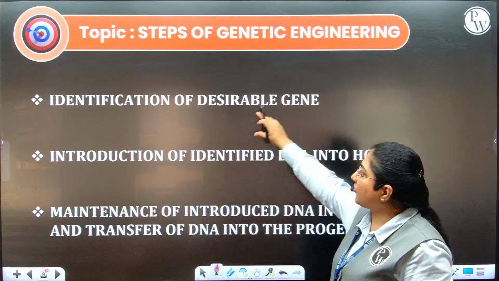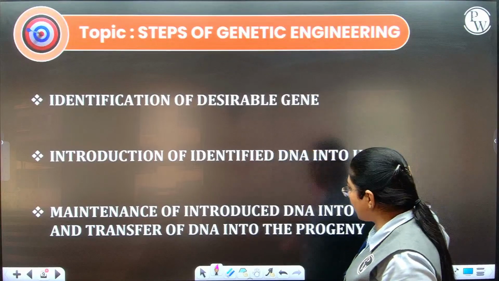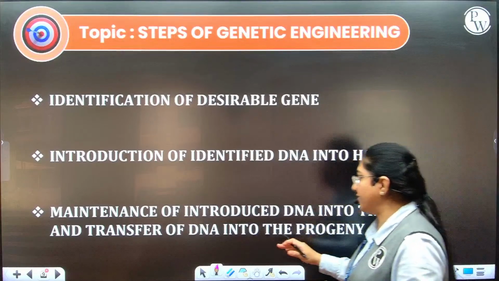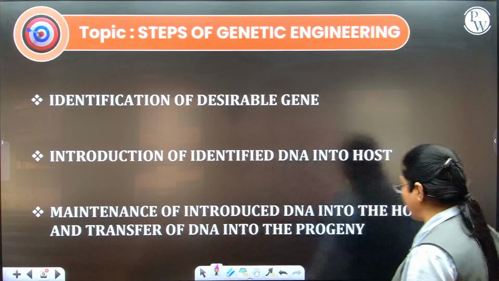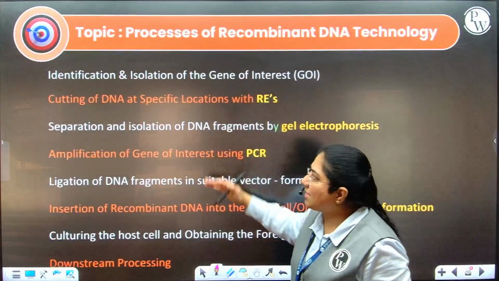One is identification of the desirable gene. Second is introduction of identified DNA into the host. Third is maintenance of the introduced DNA into the host and transfer it into the progeny, or into the next generation. However, this is just a crux. These are all the steps.